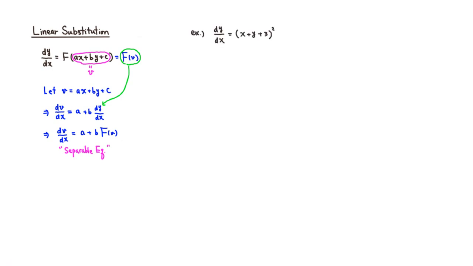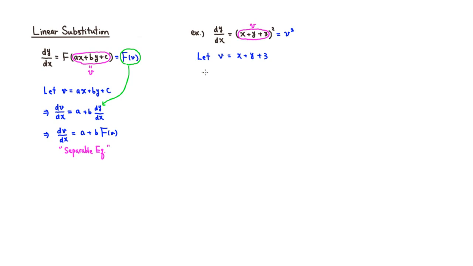All right, so we have a differential equation, dy over dx equal to quantity x plus y plus 3 squared. So we have this linear expression here. What we're going to do is a substitution. We're going to let v be x plus y plus 3, right? So we know that this is going to be v. So the expression we get is just v squared, right?